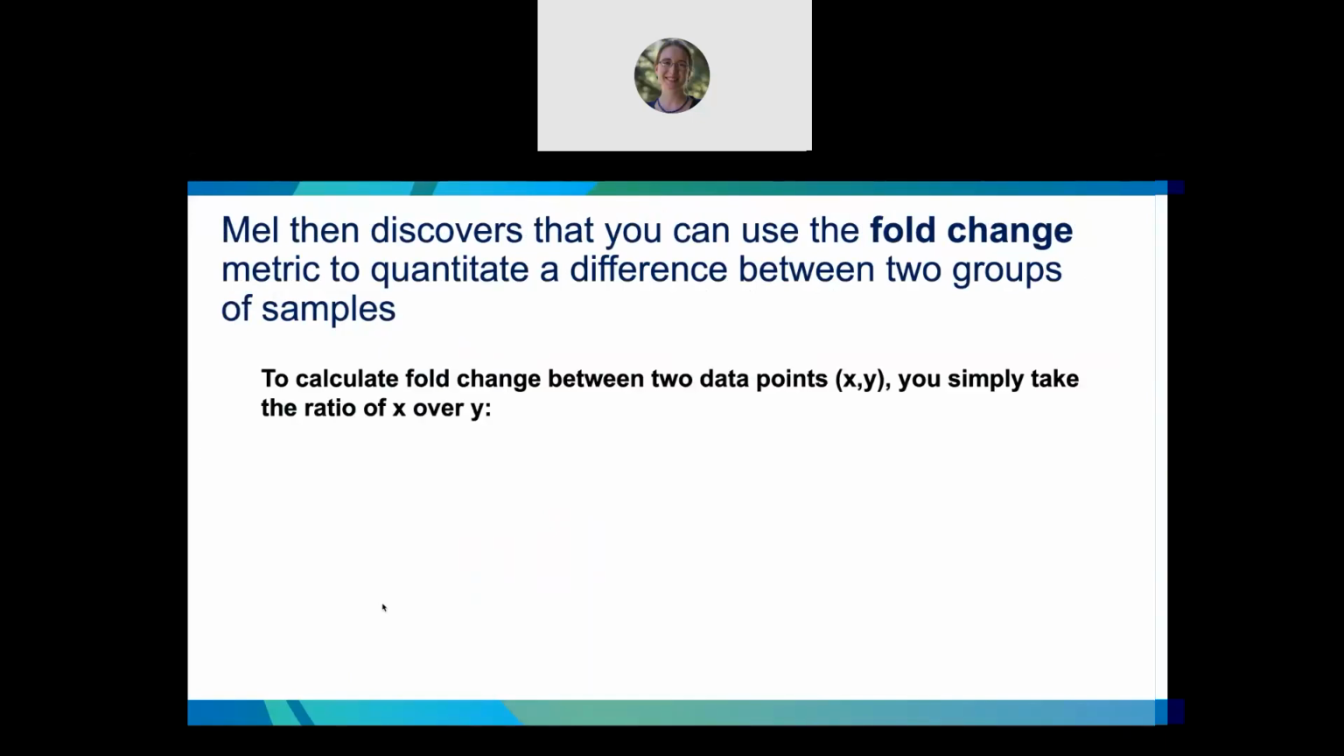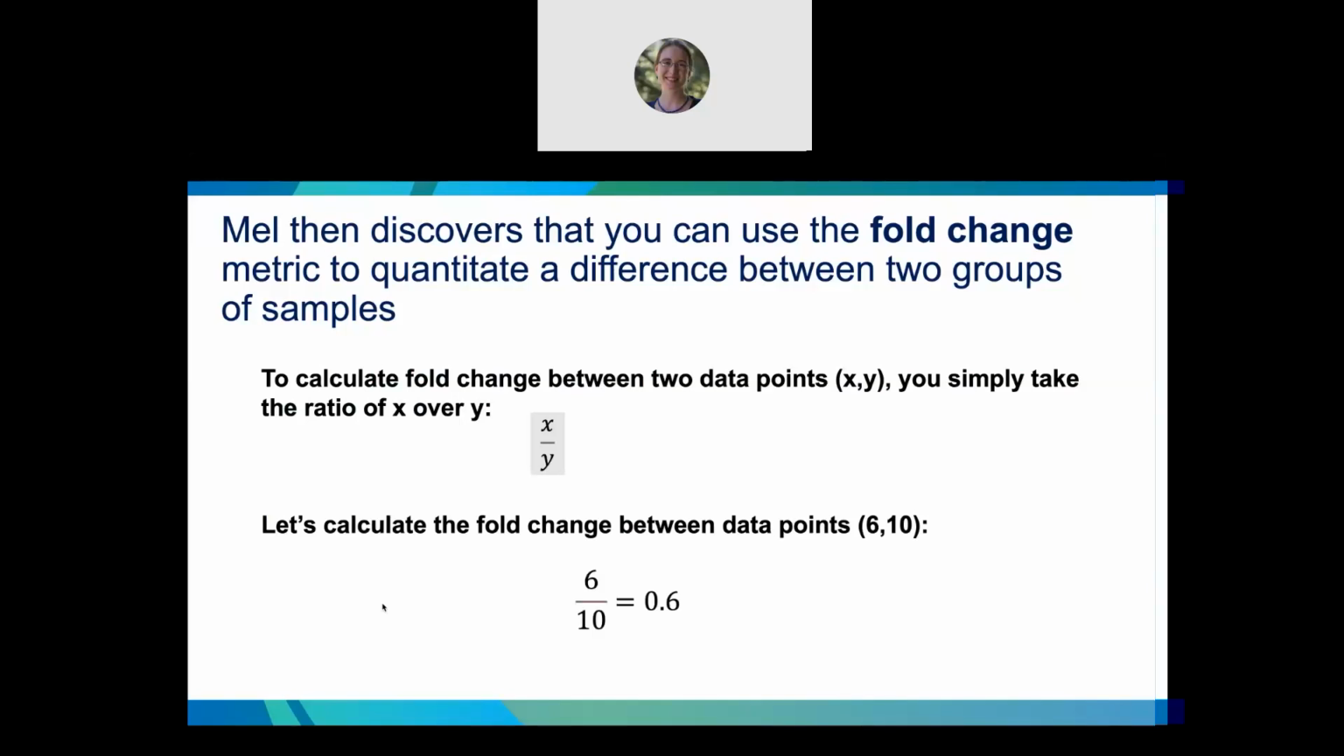Fold change is really simple. To calculate the fold change between two data points, for example, x and y, you simply take the ratio of x over y. So for example, if we wanted to calculate the fold change between the data points 6 and 10, we would take 6 over 10, and you would get 0.6, and we would say there's a fold change of 0.6 between 6 and 10.